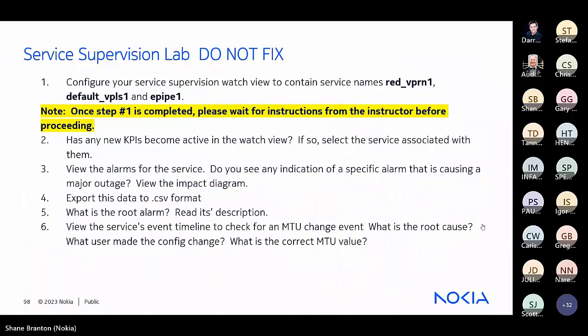Okay, so you waited for instructions. Basically, like I said, if you didn't create the watch view, that's fine. Take a look at the top level group view instead. If you're in the watch view, you should see the default VPLS light up with KPIs. If you're in the top level group view, you should see the VPLS group KPIs light up, and that's going to be your starting point.